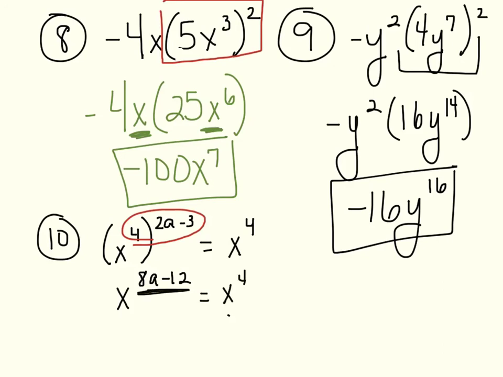Well, what do I know? I know this power has to equal that power. So I can just drop my x's. My equation is this: 8a minus 12 equals 4. I add 12. That gives me 8a equals 16. Therefore, a equals 2. So please remember, the rule for this chapter states, if you have one base taken to a power to another power, you just multiply your two powers together.